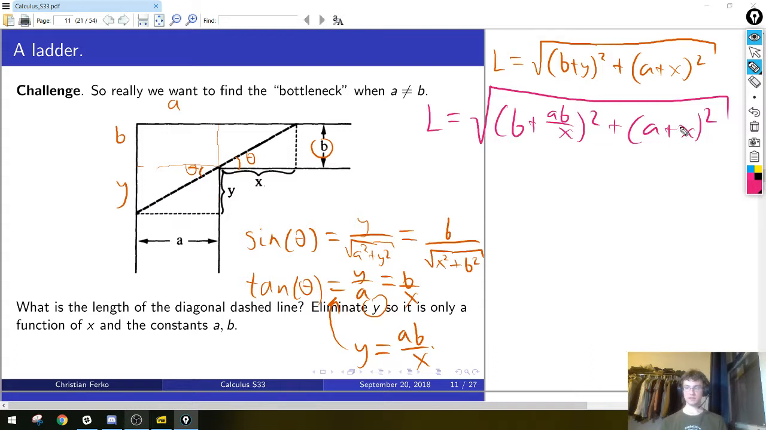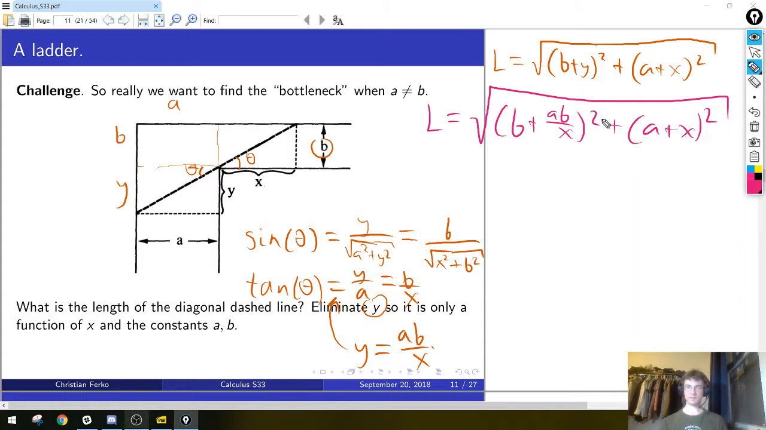I think this can be simplified a bit, because this is kind of a pain to take the derivative of now. How should I do this? I think I want the square root of x. I'm trying to think of a way to simplify it.